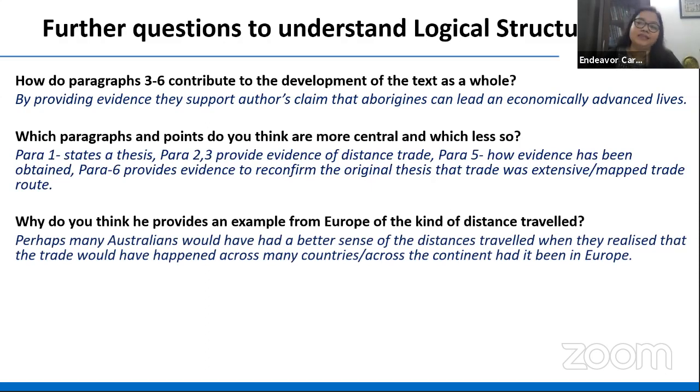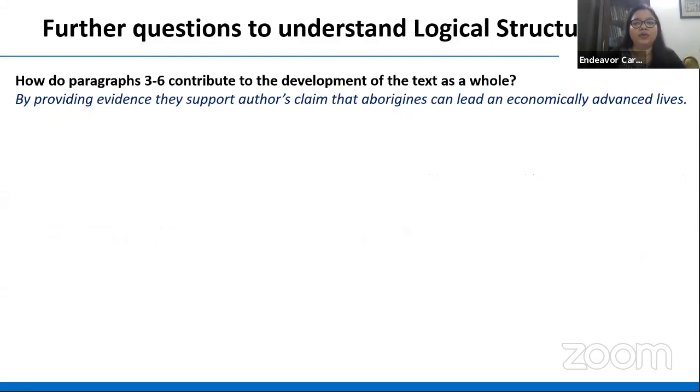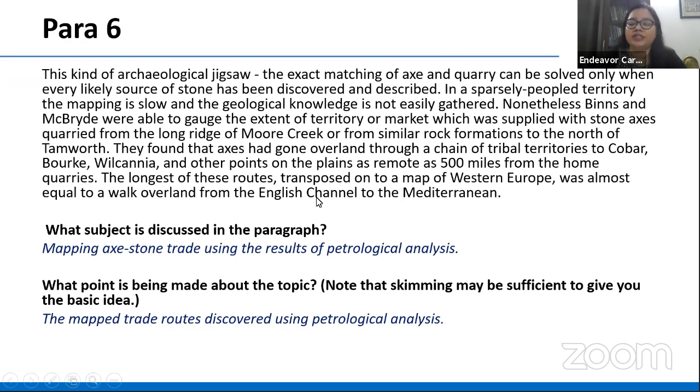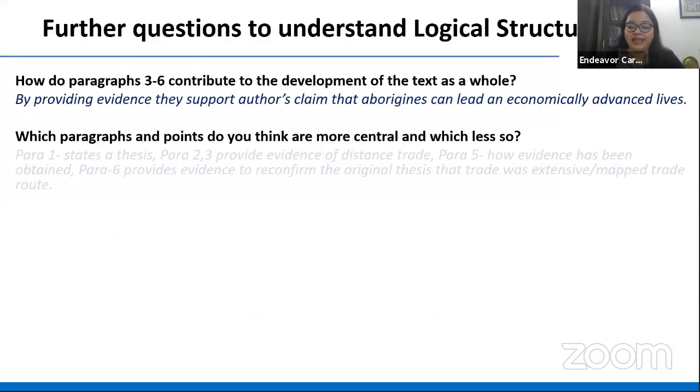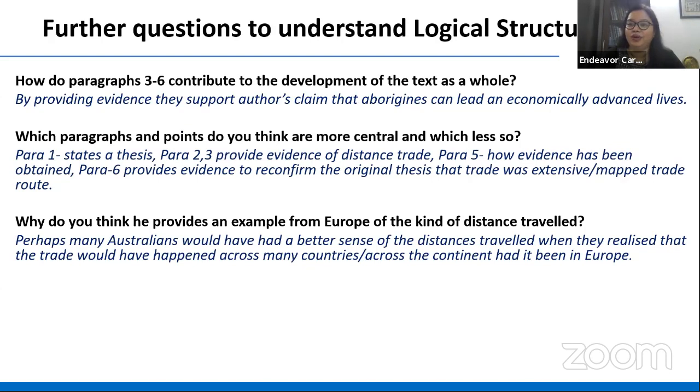Maybe he wants to give a better sense of understanding to the Australians. You know, 500 miles might not seem like a big deal when you compare it to your continent, and you are told that, look, it was a walk overland from the English Channel to the Mediterranean, the northern part of your continent of Europe to the southern part, right? You understand the extent of the trade. You understand that the trade could have happened across many countries, from the northern part of the continent to the southern part, across the continent, if it had been in Europe.